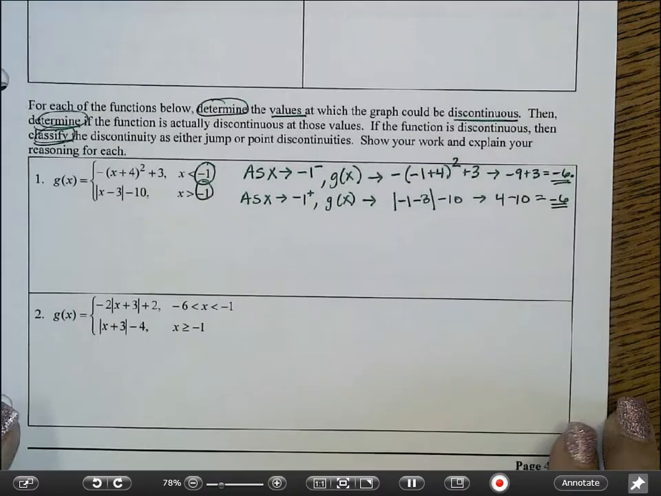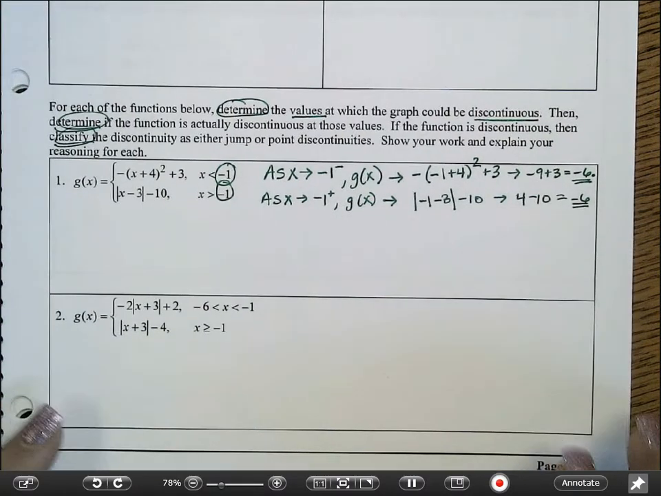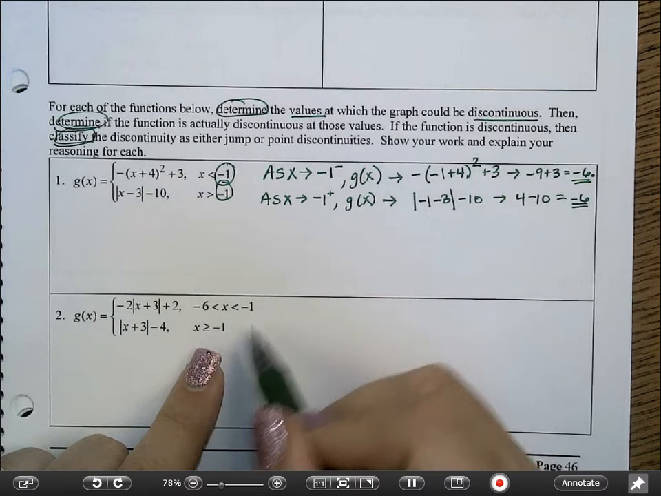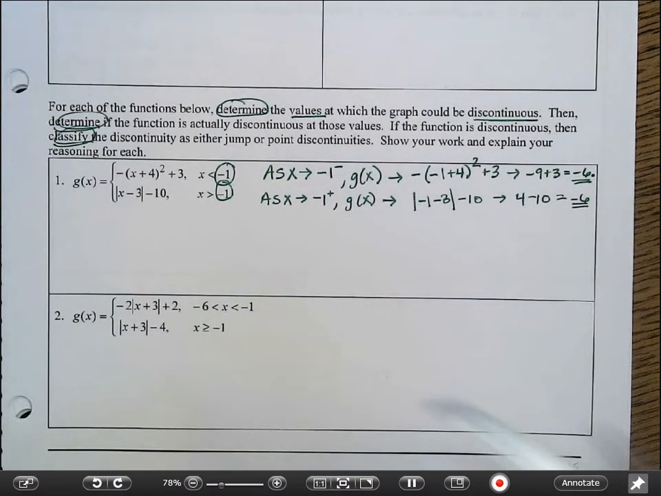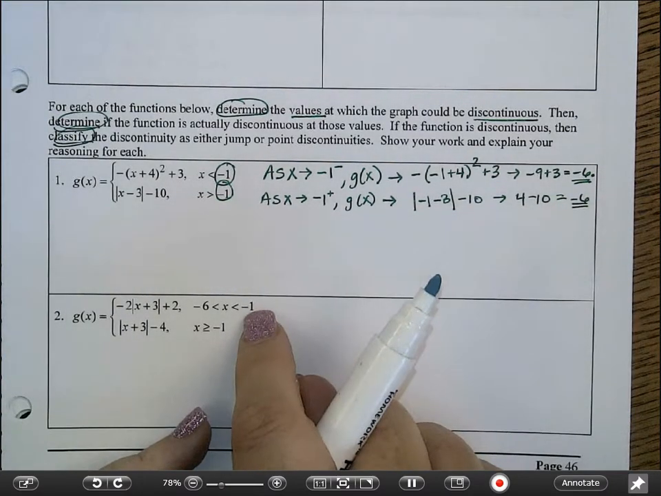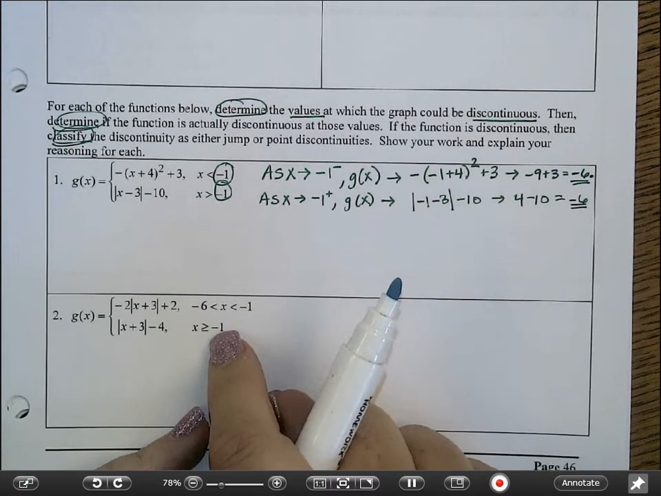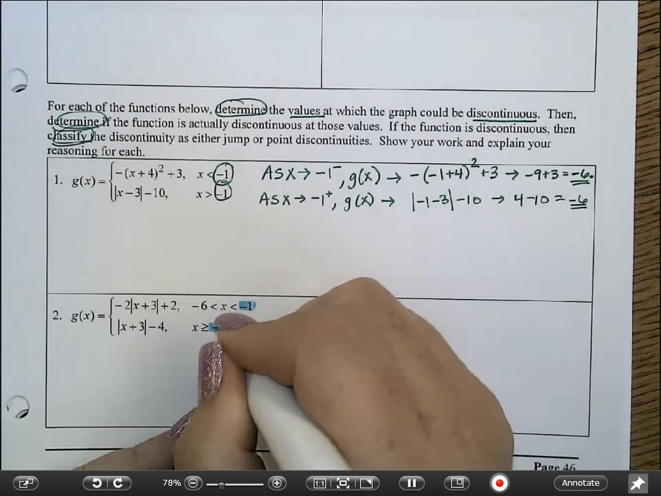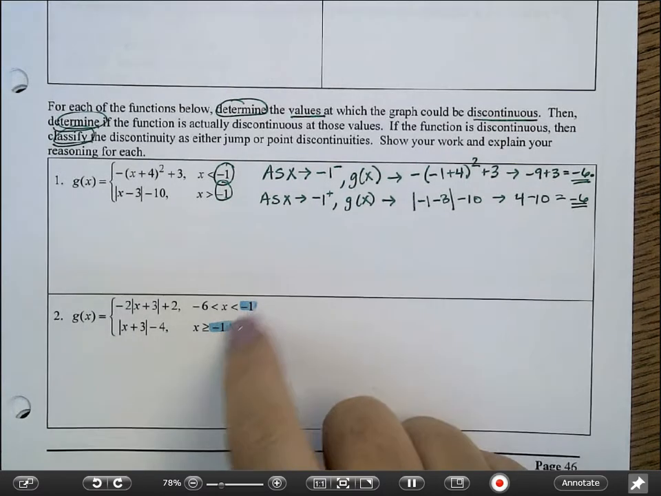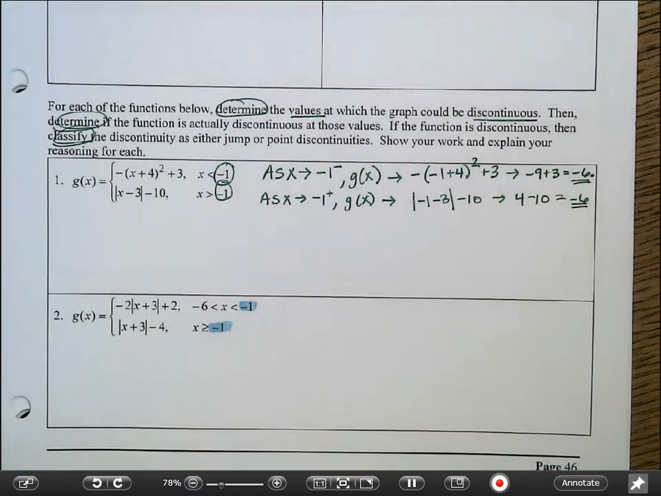Now let's take a look at number 2. Where on our constraint are we concerned? We are concerned this one ends right before -1 and this one picks up at -1. So we are evaluating what's happening at -1.